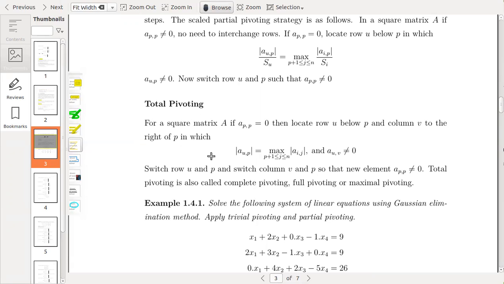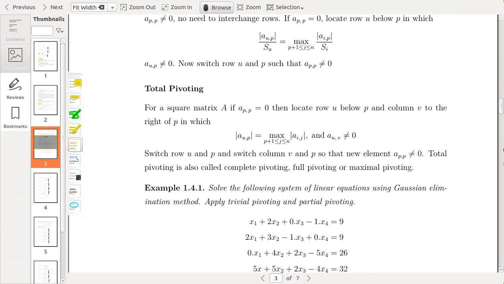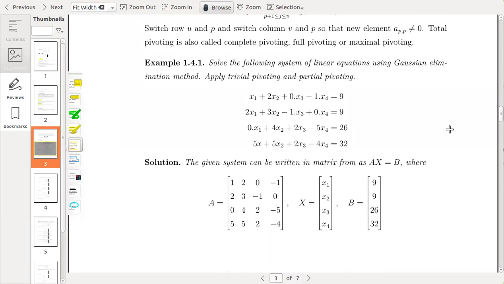So it means in total pivoting, we can interchange rows and columns as well. We can swap two rows or two columns to find the maximum entry in the whole of the matrix. And this entry we will bring to the first position, and it will act as the first diagonal entry.